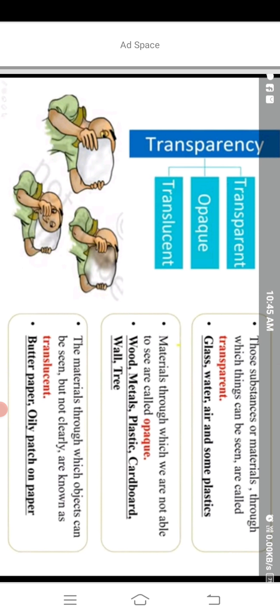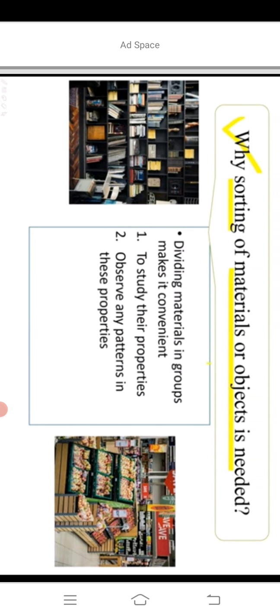So based on this transparency, materials are of three types: transparent material, opaque material and translucent material. Last point we come to: why is sorting of materials or objects needed? The name of the chapter is sorting materials into groups.